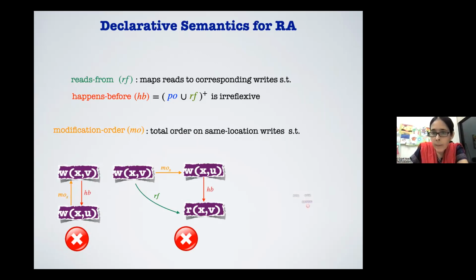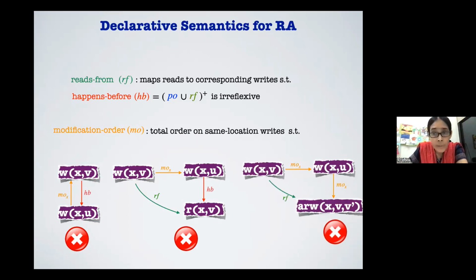And the last one is similar, but I'm talking about atomic read-writes now. Pertaining to atomic read-writes, the condition is that when I read, I should read from the latest write according to the modification order. So that's it for the declarative semantics for release acquire. Okay, any questions?